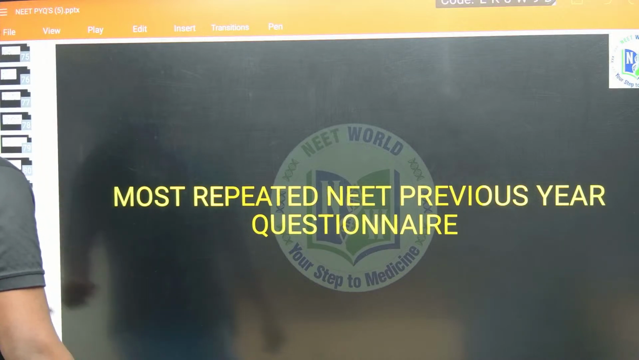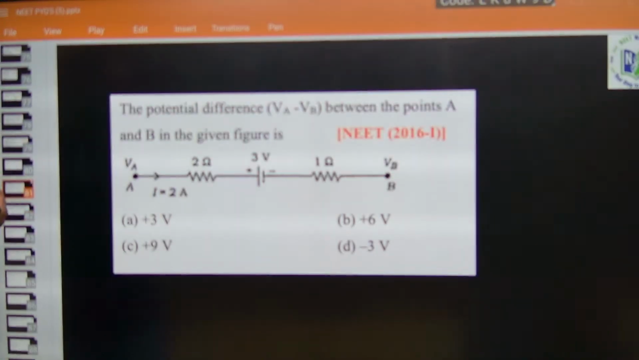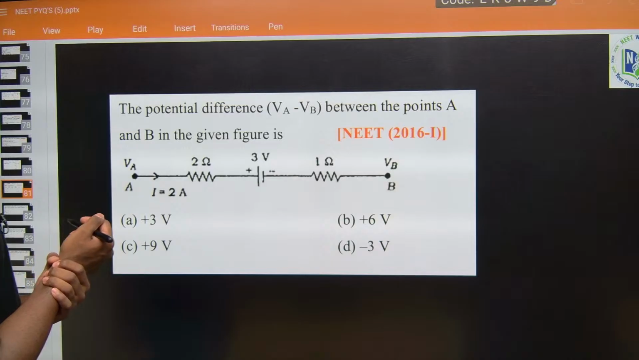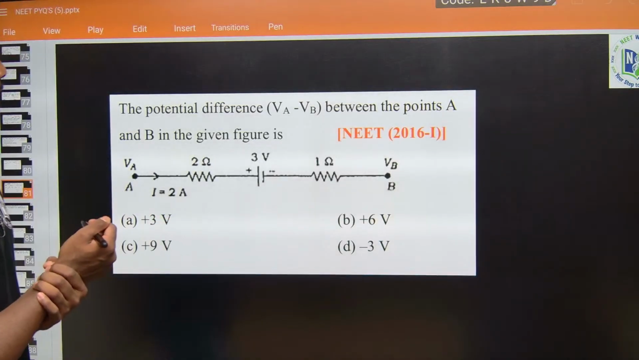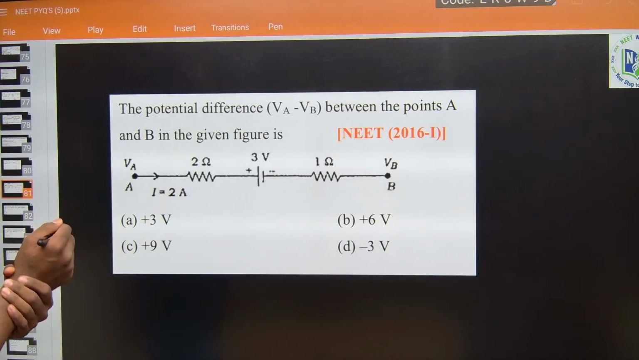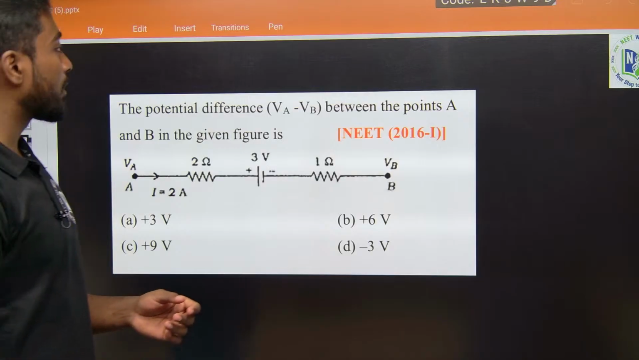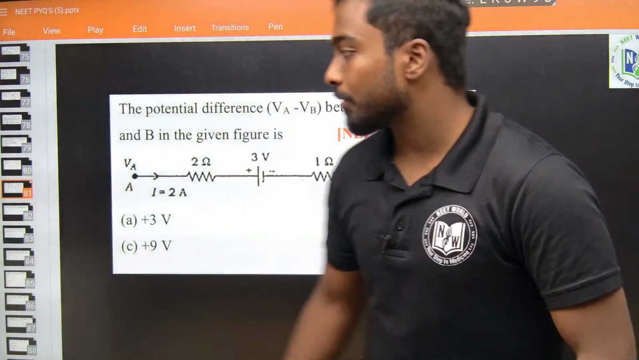Yes, I guess this is the question, no? At last we solved. This was the question we solved at the last session, right? The potential difference between the point A and point B in the given figure.